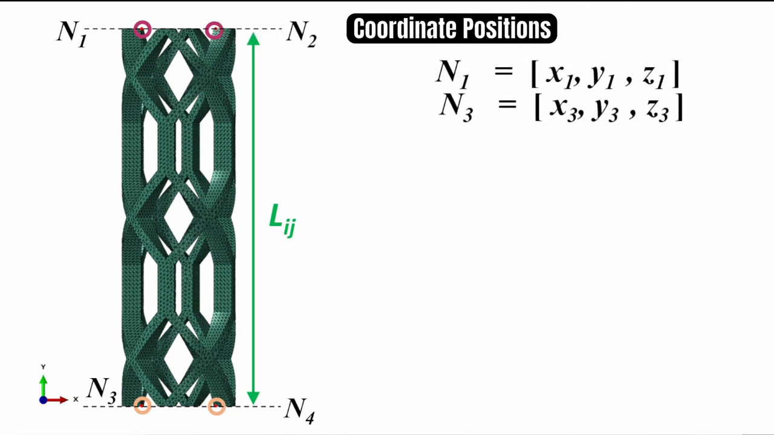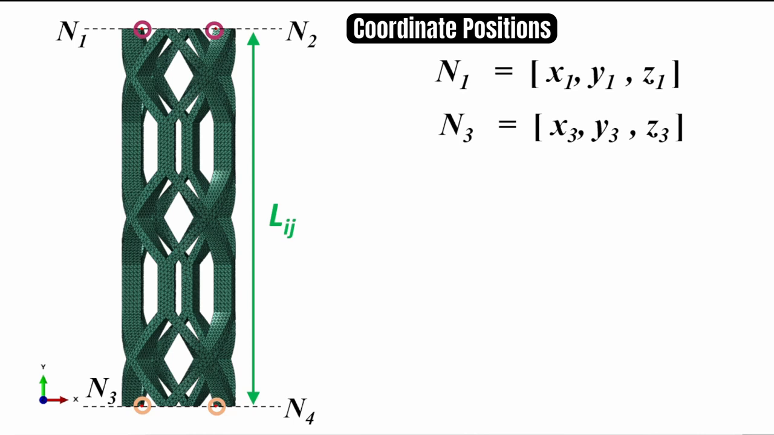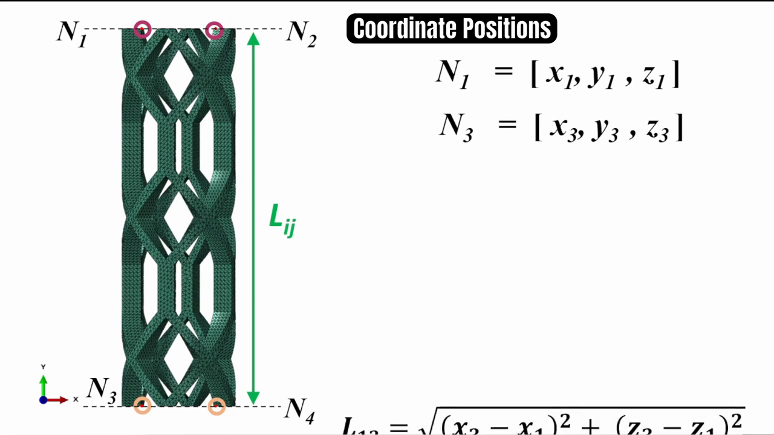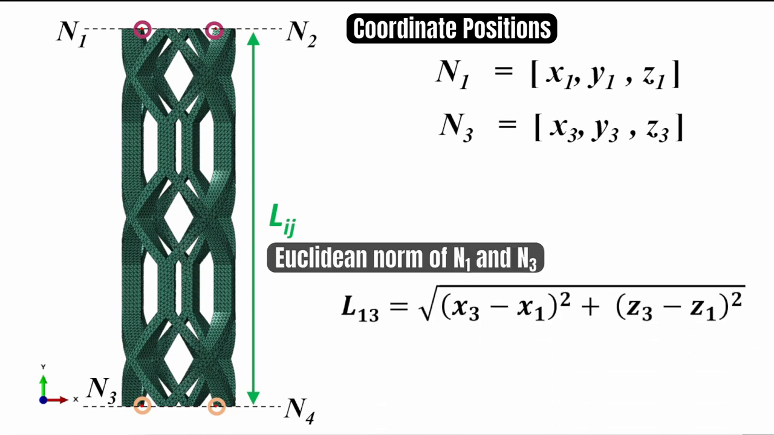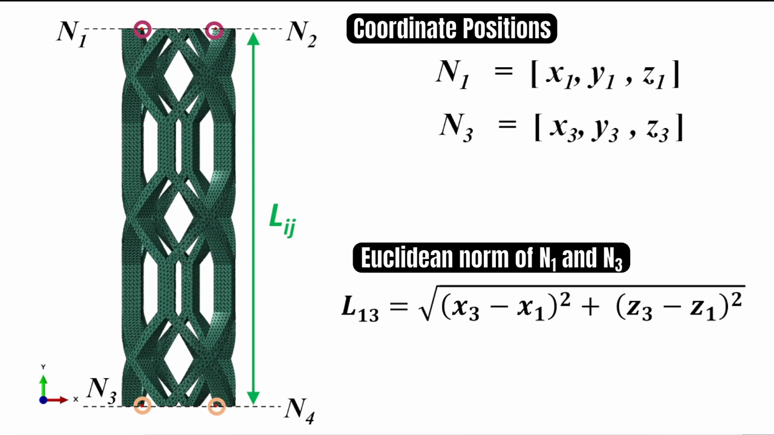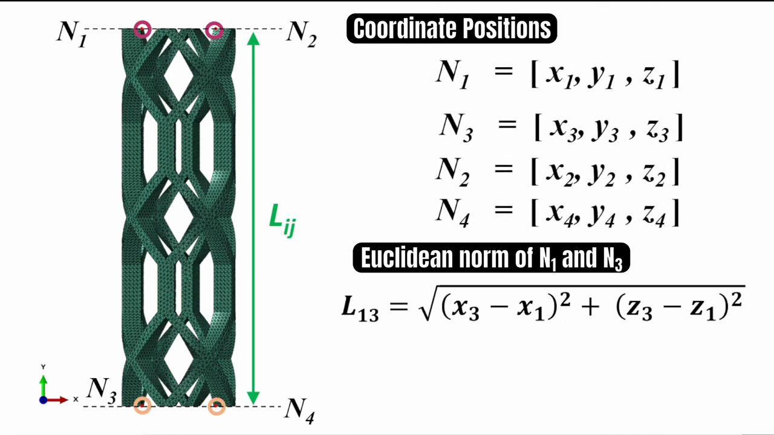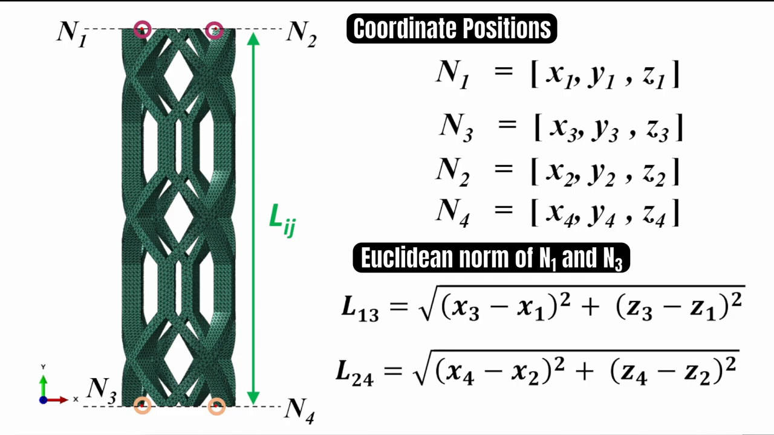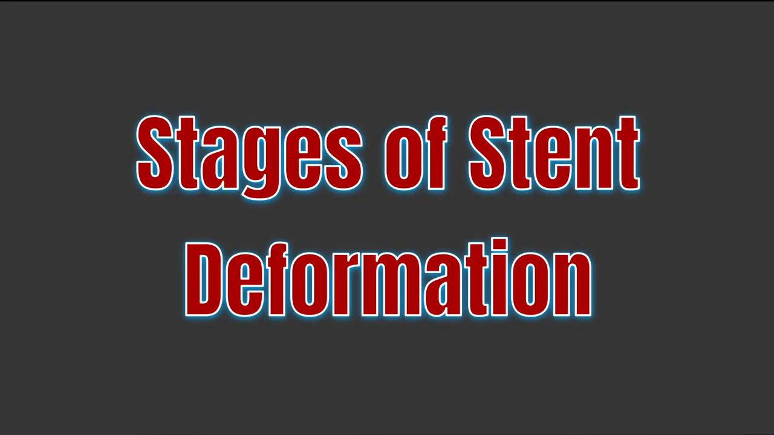Each node will have its normal coordinate position. For example, node 1 and node 3 will be used to find, using the Euclidean norm, the length of the stent, and we'll do the same thing for node 2 and node 4, again to find the length of the stent. Now there are three stages to this stent deformation.